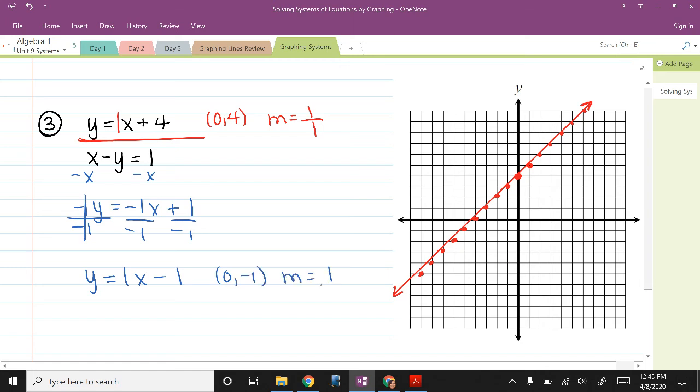So I'm going to say it's 1 over 1. So (0, negative 1) on the y-axis. And I'm going to go up 1, right 1, up 1, right 1, up 1, right 1, multiple times. And I don't think they're crossing in that direction.